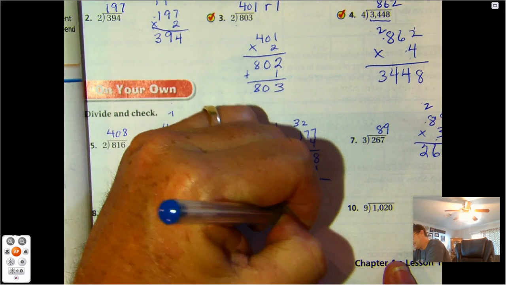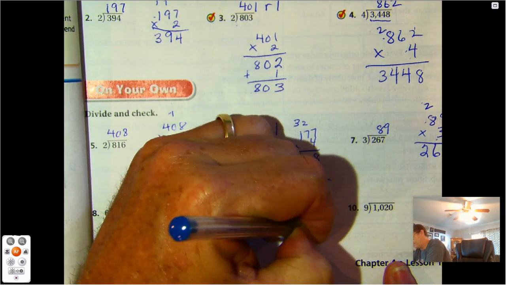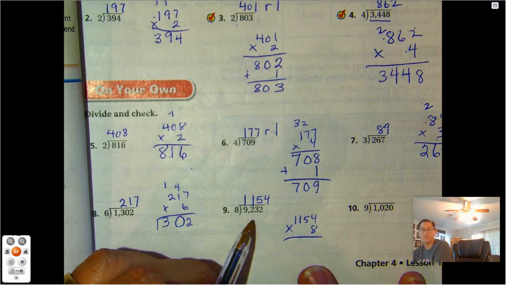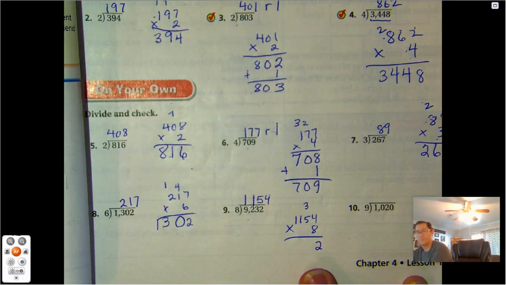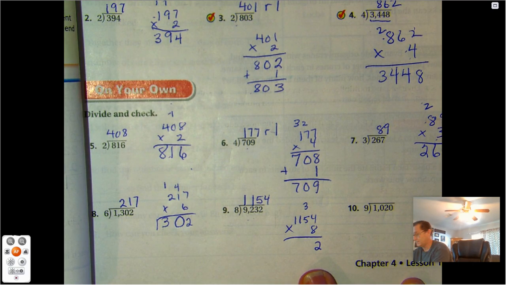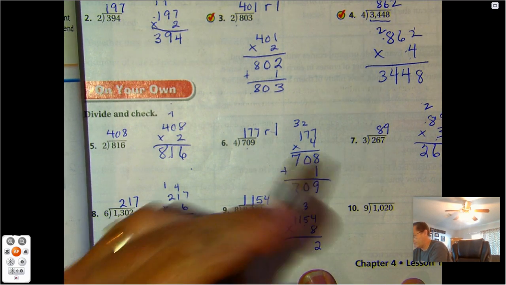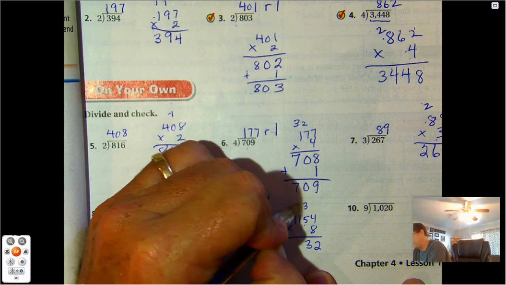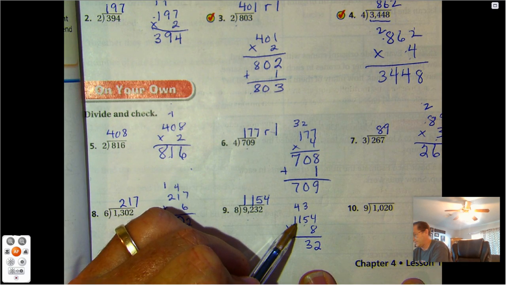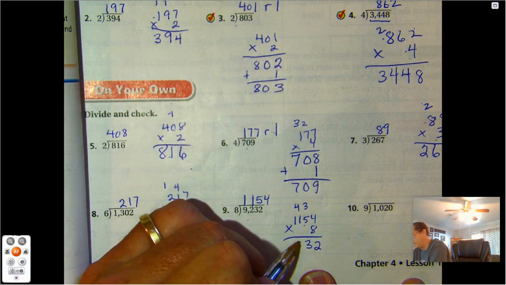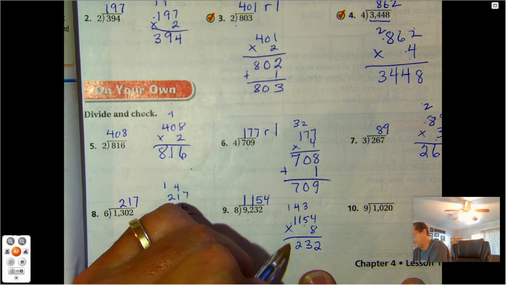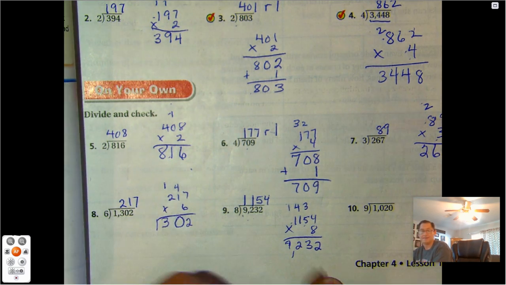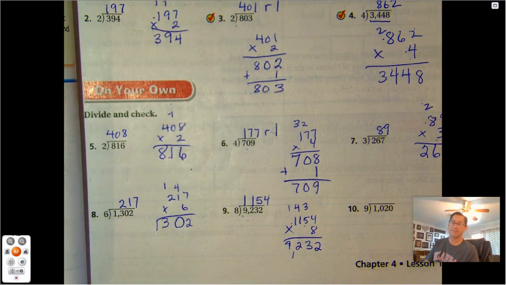If we multiply that by 8, we should get 9,232. 8 times 4 is 32. Regroup that as 3 tens and 2 ones. 8 times 5 is 40, plus 3 more is 43. 8 times 100 is 800, plus 4 more is 1,200. 8 times 1,000 is 8,000, plus 1 more is 9,000. And it matches, our product matches the dividend. And number 10.